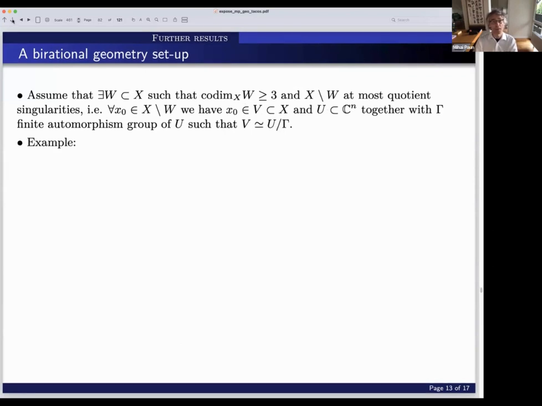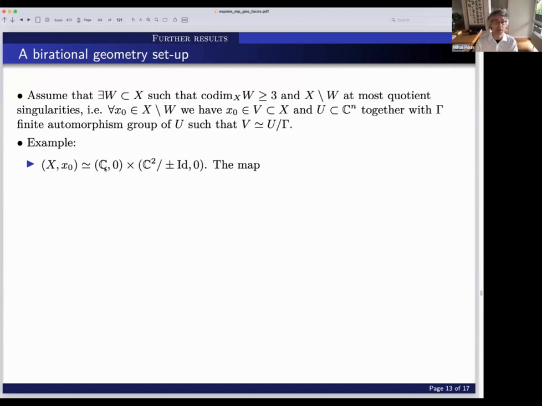So this is what is happening if X has so-called log terminal singularities. We have some bad points only in codimension 3; in codimension 2, the singularities are at most quotients, or pretty much the same as smooth. So the example and motivation for the next part of the talk is like this.